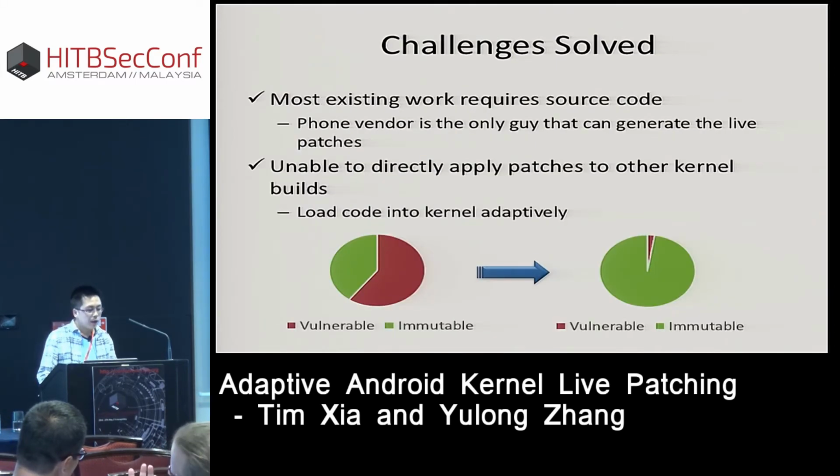As you know, kernel solutions have very many limitations. Like they require source code. This is very bad because you never want to get source code from vendors. It's very hard. Plus, there are tens of thousands of kernels. You don't want to maintain the kernel tree. And with this method, we can load the code to the kernel adaptively, so we can minimize the vulnerable devices to a very small portion.